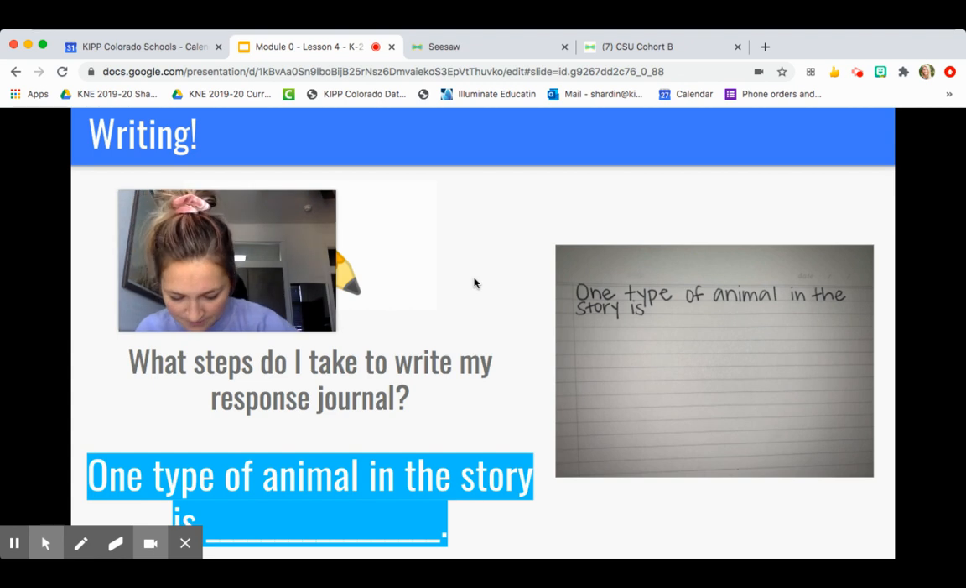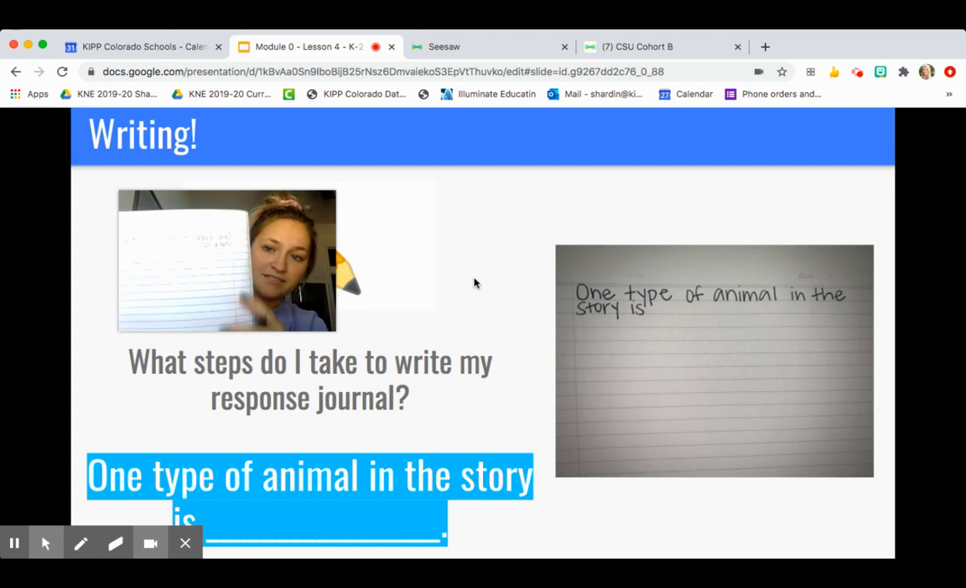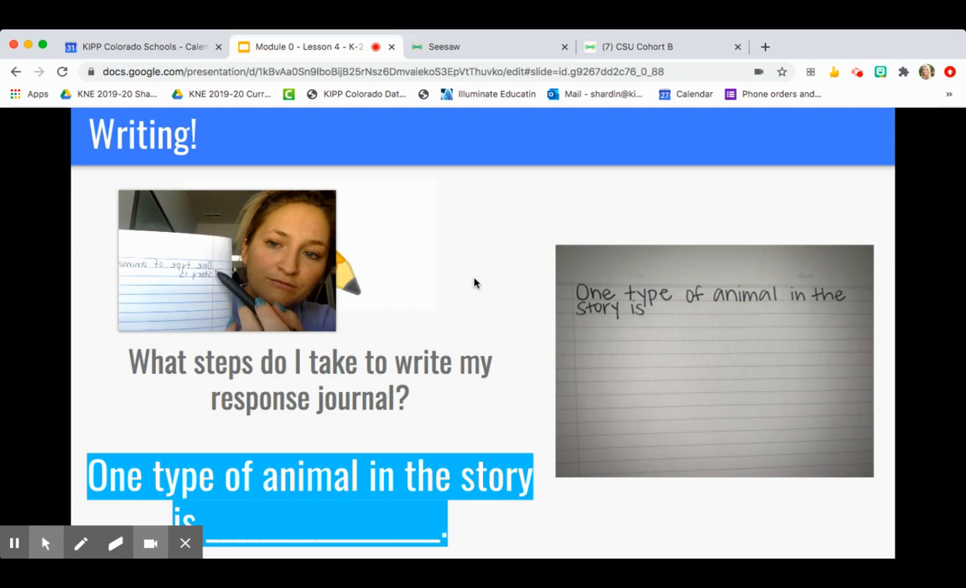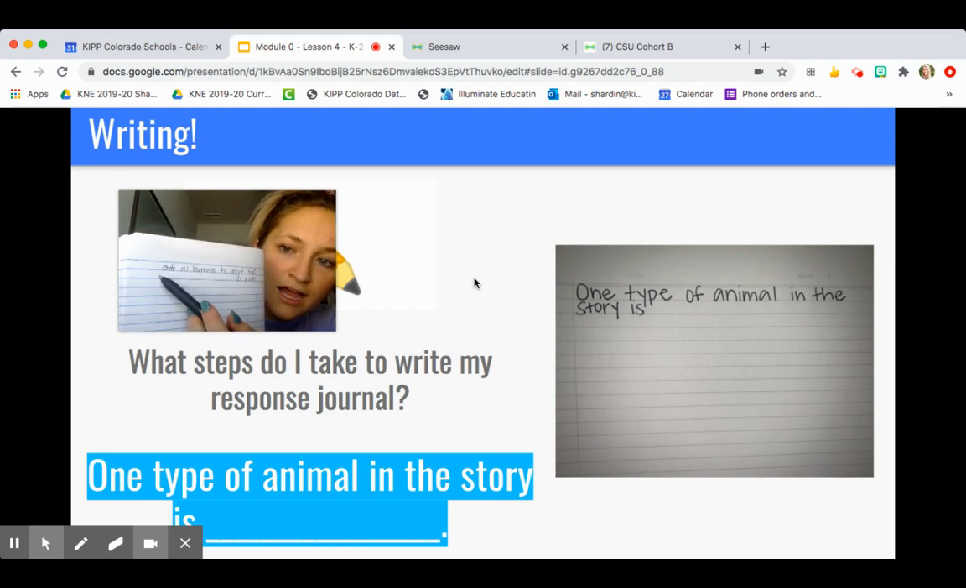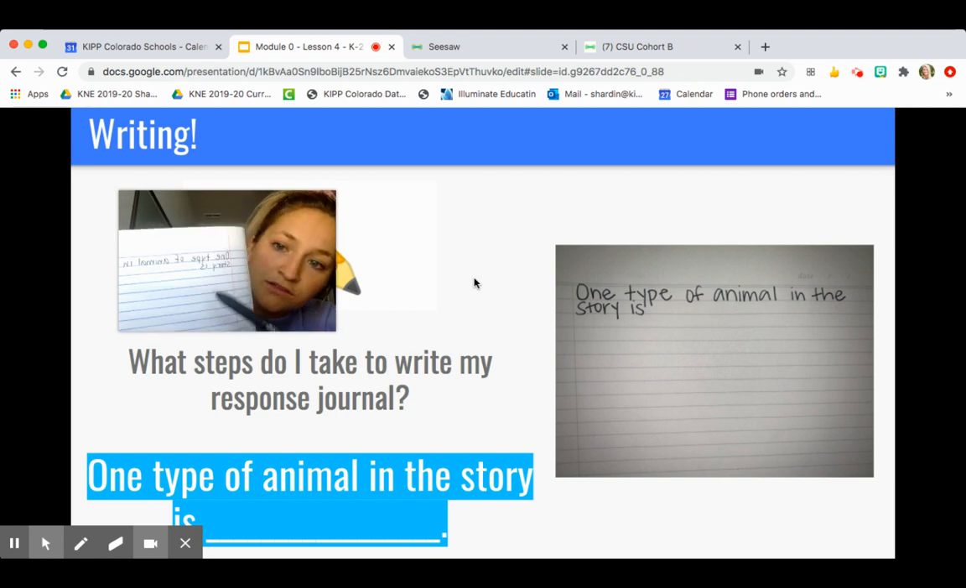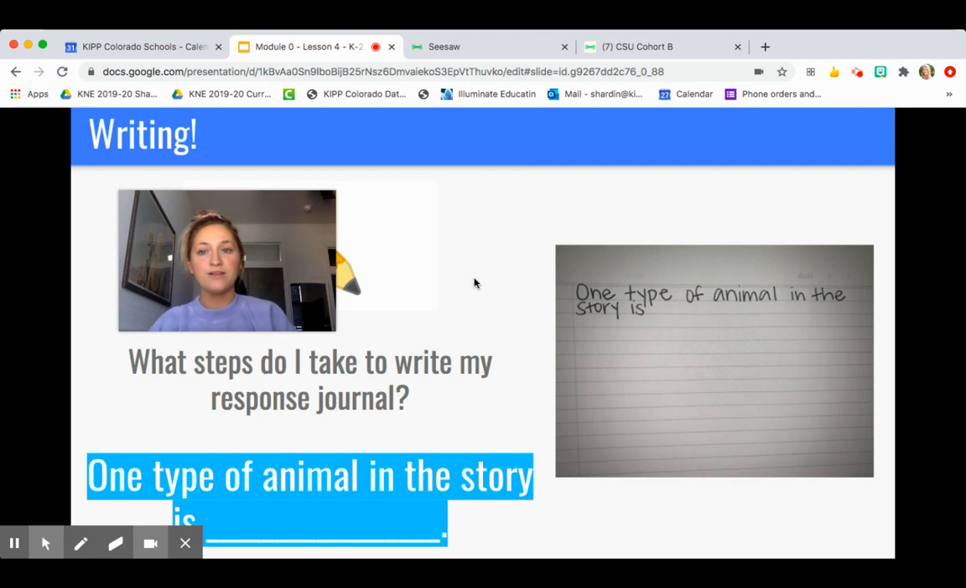One type of animal in the story is, okay, great. So now I have the start of my sentence stem, which you can see up on the screen. I made sure that I started my writing over at the red line. And when I got all the way down to the other red line, I switched to the next line. So I went down one line to the next line. I also made sure that all of my letters fit in between the lines, and I started my sentence with a capital letter. Those are some things that you'll want to check for as you start your writing.